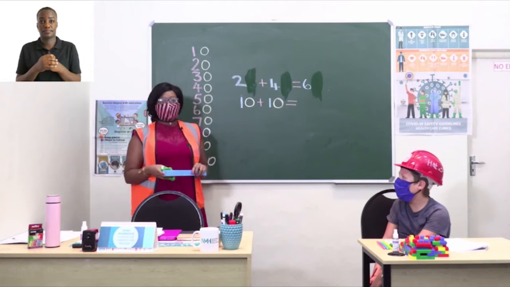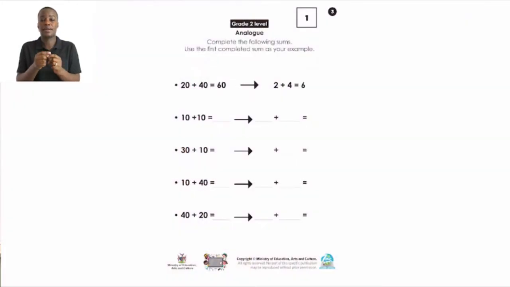You can see on your page, on page 3, that first they added the decade numbers together by only focusing on the first digits, which are 2, 4, and then they came up with 6. And then for the single digits, they added them together. 2 plus 4 equals 6.